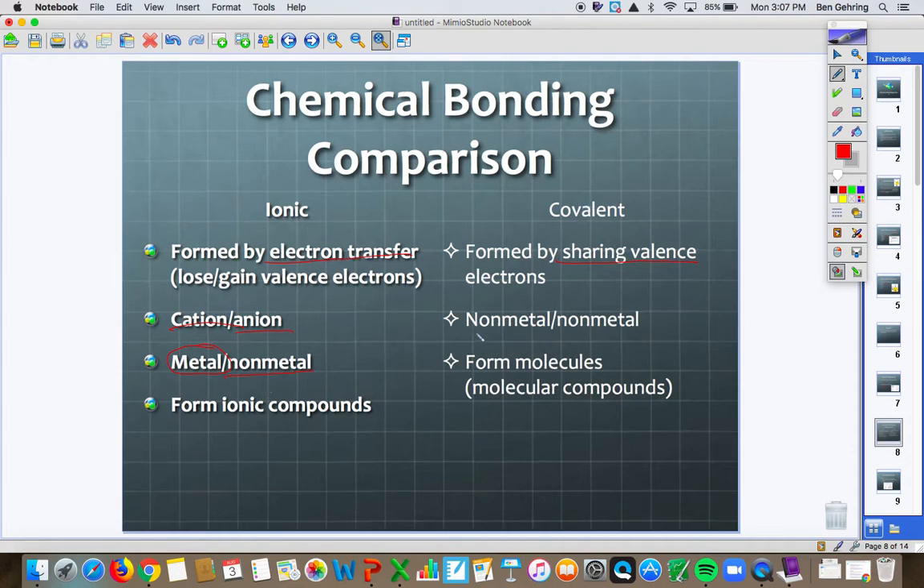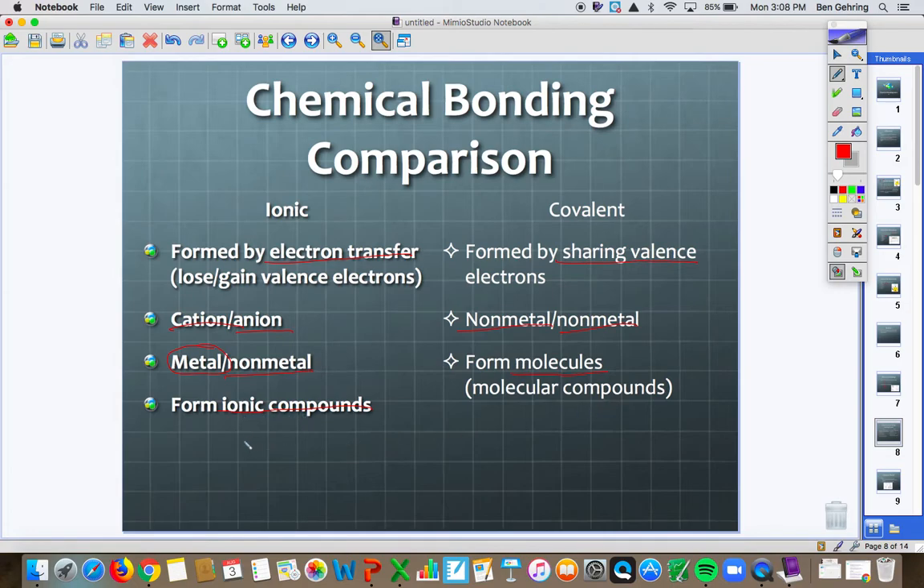In the case of covalent bonds, we have a nonmetal bonding to a nonmetal. And then, as far as terminology goes, ionic bonds form what are known as ionic compounds. And that is just how we reference them. And then covalent bonds form what we call molecules or molecular compounds. So ionic compounds are ionic bonds. Molecular compounds are covalent bonds.